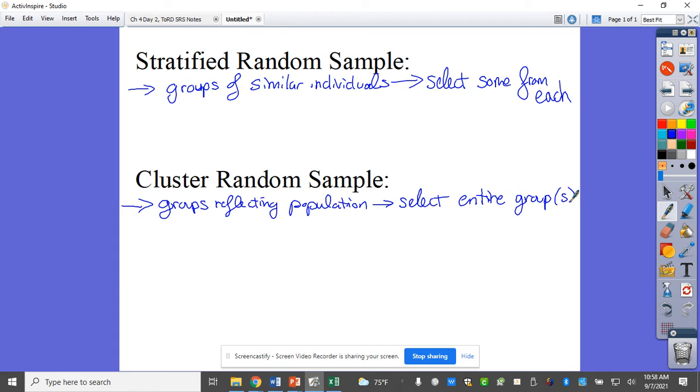Whereas stratified, they're not supposed to look like the population. They're supposed to be similar to each other, but we're ensuring that those similar groups get included in our sample. And neither one of these is the case that all possible samples of size n have an equal likely chance.